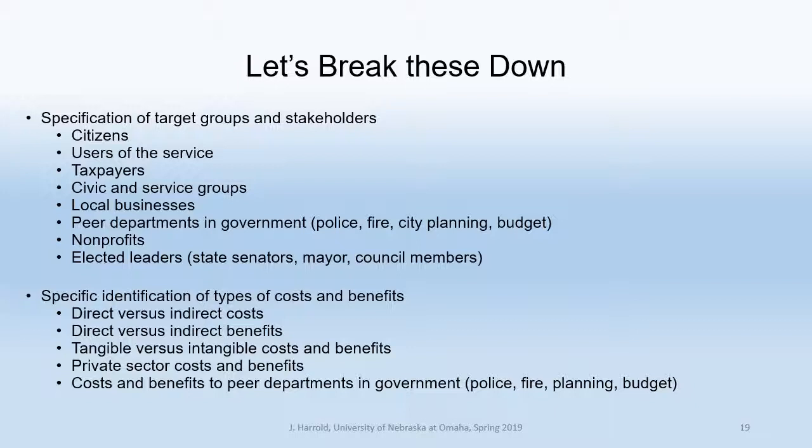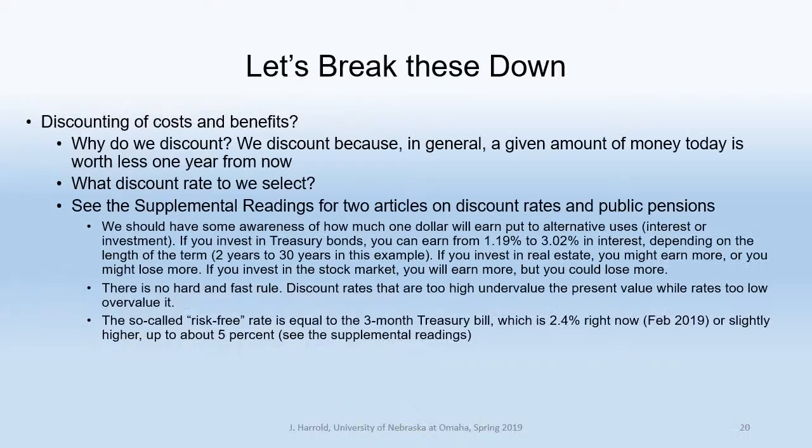But then there's private sector costs and benefits because, in fact, for a lot of public projects, a lot of private sector businesses are going to benefit, but some are going to lose, right? And you can think of ways that businesses lose on public projects. And specifically, you can see sometimes road projects that end up cutting off businesses from the normal traffic flow. How do we account for that? And those are some of the things that have to be considered in the identification of costs and benefits.